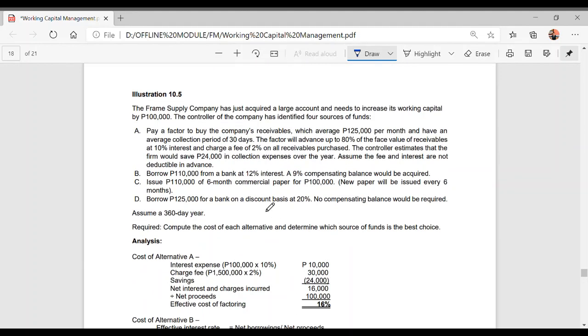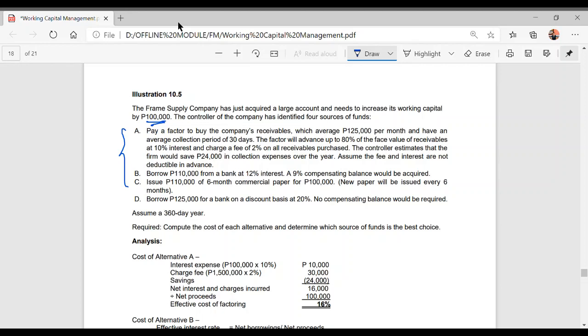Next illustration. So Frame Supply Company has acquired a large account and needs to increase its working capital by 100,000. So mag-need siya og 100,000 pesos. There are 4 sources of funds. So mao ni ang pwede natong kuhaan sa 100,000. The first one is they are going to use factoring. So pay a factor to buy the company's receivables.